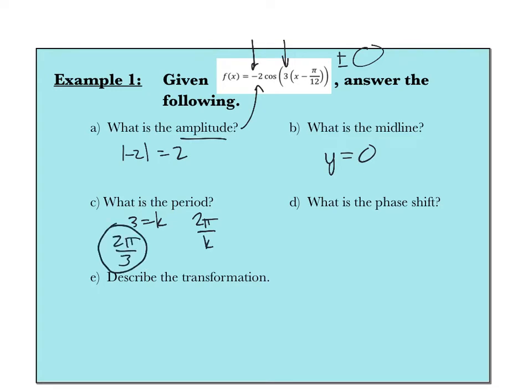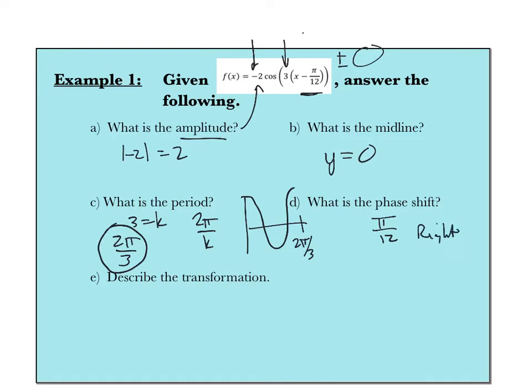So that is going to be my period. That means when I graph this thing, cosine looks like that. When I graph it, the entire thing is only going to take 2 pi over 3, instead of the full 2 pi. The phase shift right here is going to be pi over 12, and it's going to be right.